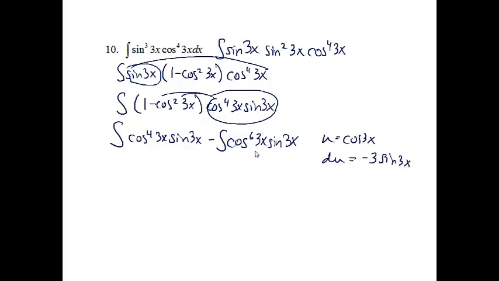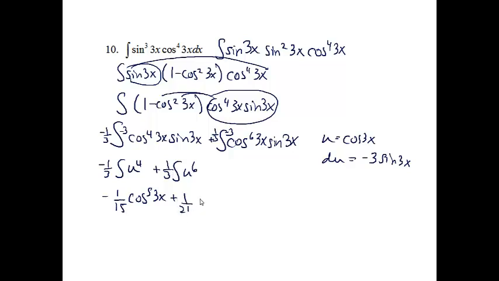So I have the sine of 3x in both problems. I'm just missing the negative 3. So negative 3, that will turn that to a positive 1/3. So I now have negative 1/3 times the integral of u to the 4, and then plus 1/3 integral of u to the 6th. So finishing this up, I'll have negative 1, this would be 1/5, so that will turn into 1/15th, u to the 5th, which would be cosine to the 5th 3x, plus, that would be 1/7 times 1/3, so that's going to be 1/21, u to the 7th, so cosine to the 7th 3x plus c.